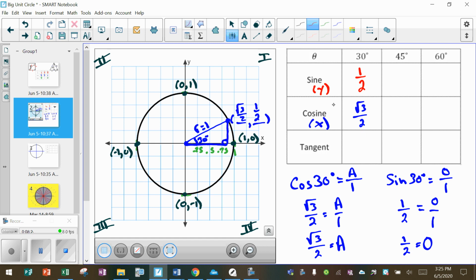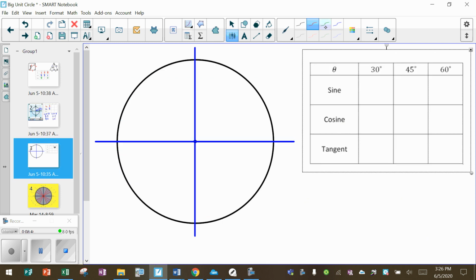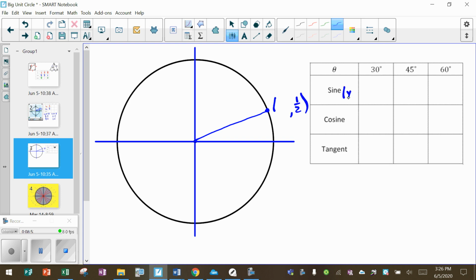Now what we have done so far is just looked at acute angles, 30, 45, and 60. But notice our circle does a full 360 degrees. So we have to look at some other angles besides just those few basic ones. So the 30-degree angle we just talked about had a sine value, which is our y-coordinate, of 1/2, and a cosine value, which is our x-coordinate, of radical 3 over 2.